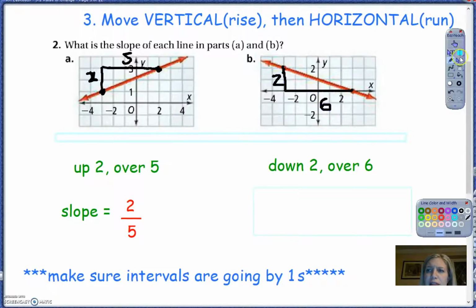So then you write that as a fraction. Negative 2, because we went down 2, over 6, and we reduce it to negative 1/3. So this is a positive slope from left to right. You're going up, and part B is a negative slope because you're falling. All right, let's see what else.